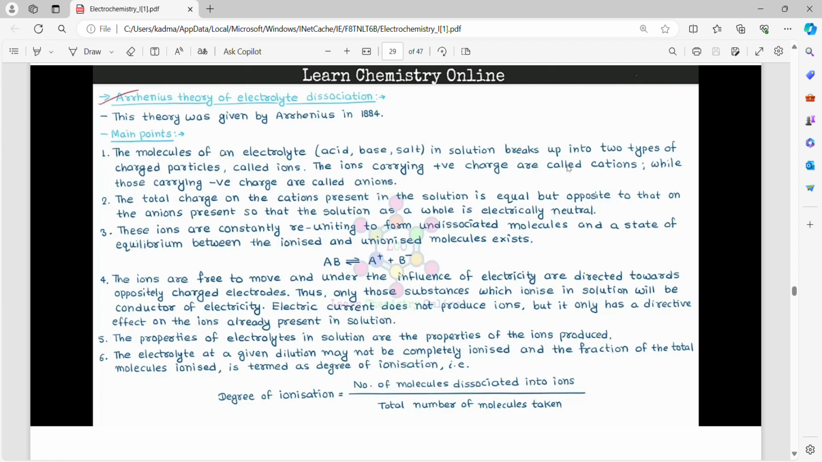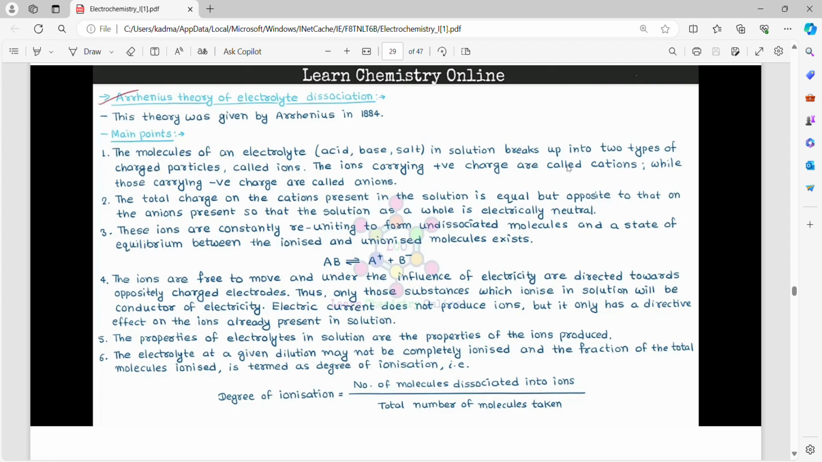The total charge of the cations present in the solution is equal but opposite to that of the anions present, so that the solution as a whole is electrically neutral. These ions are constantly reuniting to form undissociated molecules, and a state of equilibrium between the ionized and unionized molecules exists. The ions are free to move and, under the influence of electricity, are directed towards the oppositely charged electrodes.